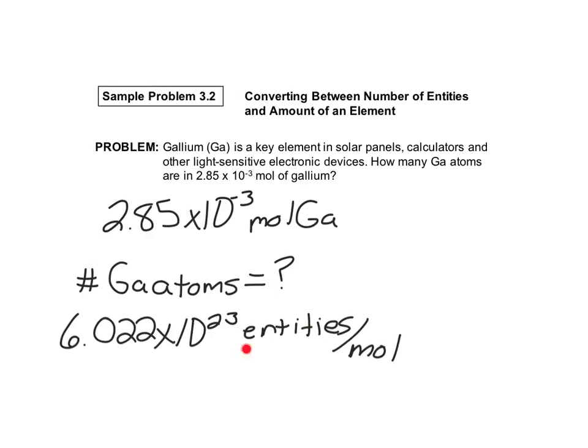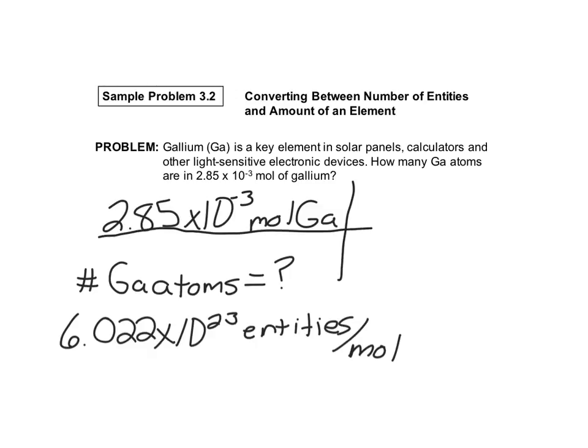Now, entities is a very broad term. It can mean all kinds of things, okay? And a key step in understanding when to use Avogadro's number is if something's asking for the number of things. Notice this problem was asking for how many gallium atoms. So anytime I'm asking for the number of things, I'm going to use Avogadro's number. For instance, this tells me that there's 6.022 times 10 to the 23 gallium atoms in one mole of gallium atoms. If I were talking about calculators, this would say that there's 6.022 times 10 to the 23 calculators in one mole of calculators. So this entity is, like I'm saying, a very broad term. It can be used to mean almost anything.